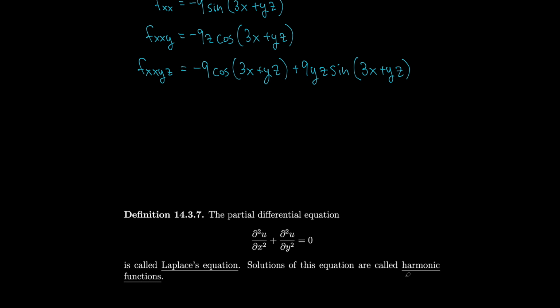The partial differential equation: d squared u over dx squared plus d squared u over dy squared. So basically we're taking a partial with respect to x twice, we're taking a partial with respect to y twice, and we add those partials together and we get 0. That's called Laplace's equation. Solutions to this equation are called harmonic functions.